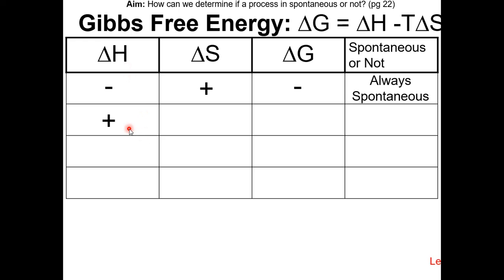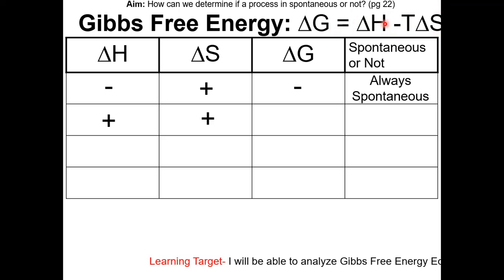Delta H is positive, so it's endothermic, and delta S is positive, so entropy is increasing. So is delta G increasing or decreasing? In the equation, the left side of the equation, the delta H, is always positive, and the right side of the equation, minus T delta S, will be negative. So in order for delta G to be negative, the right side of the equation, the minus T delta S, must be greater than the left side, delta H. So delta G can be negative or positive.